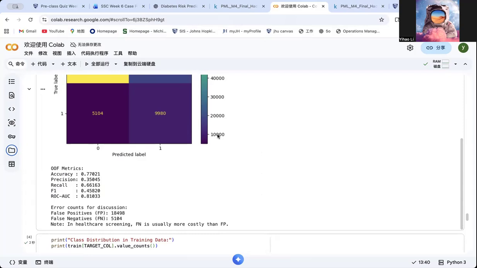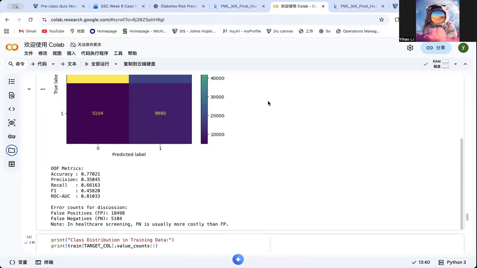Next part is FP and FN cost discussion in healthcare. In healthcare screening tasks, false negatives are typically more costly than false positives. A false negative means failing to detect an at-risk patient, potentially delaying treatment. In contrast, a false positive may only result in additional screening or monitoring. So improving recall is particularly important in this context.